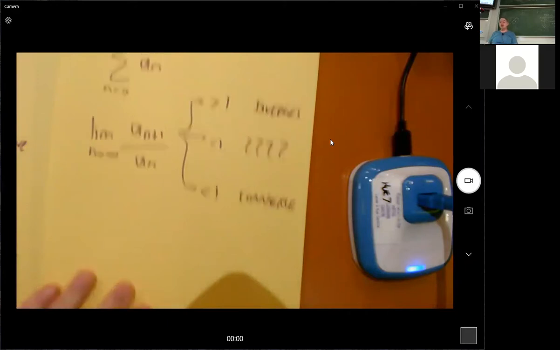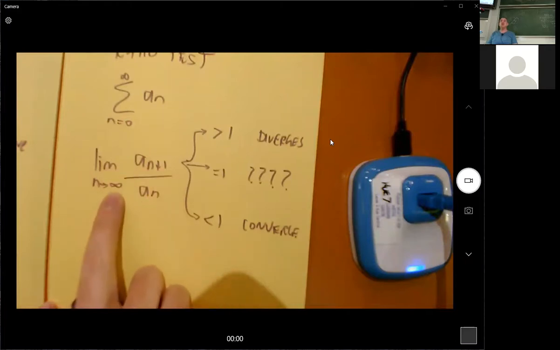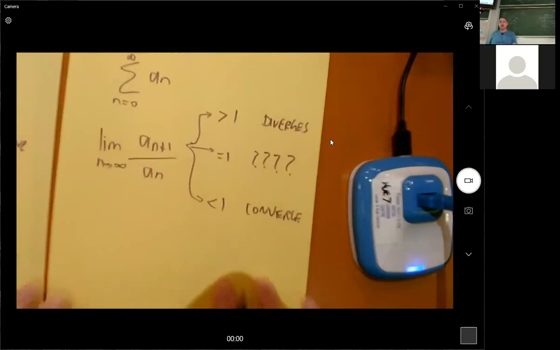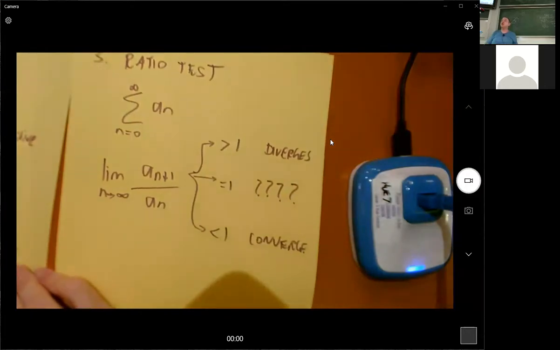And it doesn't really matter where the series starts when using the ratio test, because you're looking towards infinity anyway. So if there's no pattern in particular for the first 100 terms and after that there's a pattern, just use the pattern that's at the end. The ratio test is how you decide about power series.